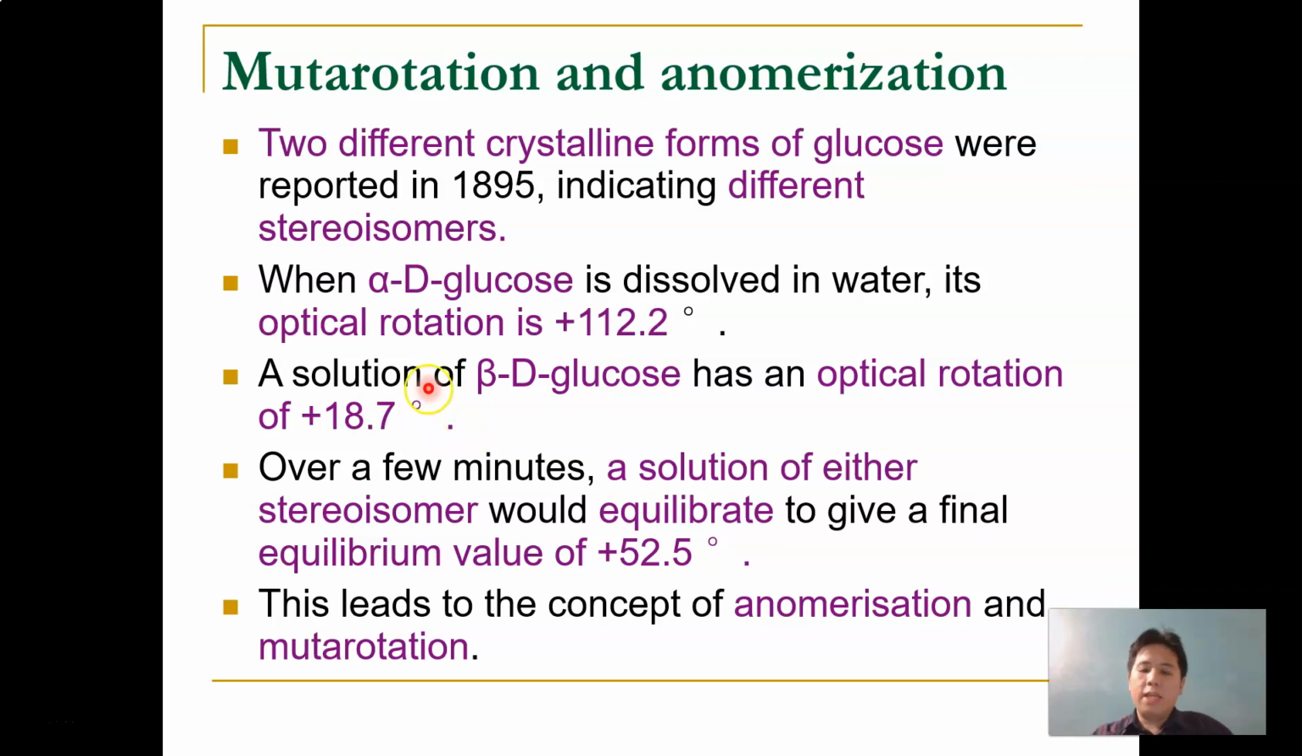But the interesting thing about sugars is that if you put alpha glucose in solution, initially when you measure it is 112.2. But after a few minutes the solution will slowly equilibrate and you will get a final equilibrium value of 52.5. That means from 112 it will slowly change to 52.5 in the solution. If you dissolve beta glucose, from 18.7 it will slowly increase to 52.7. This leads to the concept of anomerization and mutarotation.